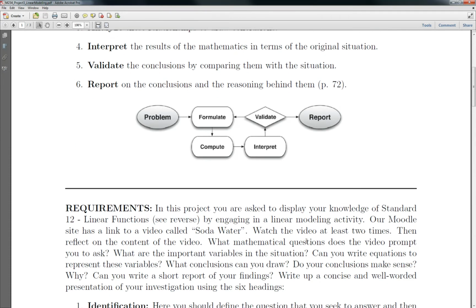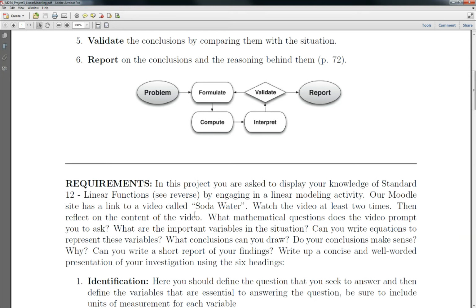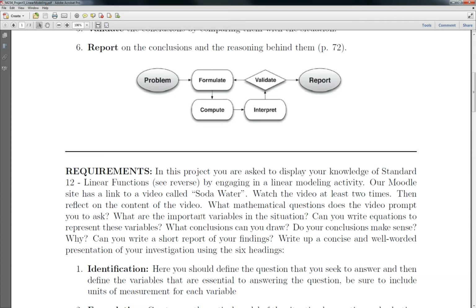So for the project, in terms of the requirements, I'm asking you to display your knowledge of the standard 12 linear functions, which is on page 3 here, by engaging in a linear modeling activity. So our Moodle site has a link to a video called Soda Water. Watch the video at least 2 times and then reflect on the content.